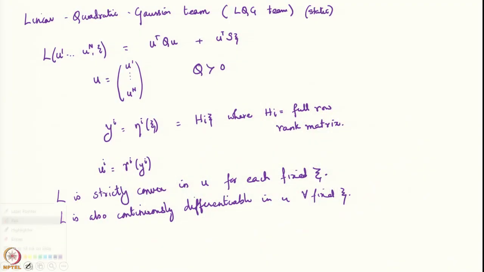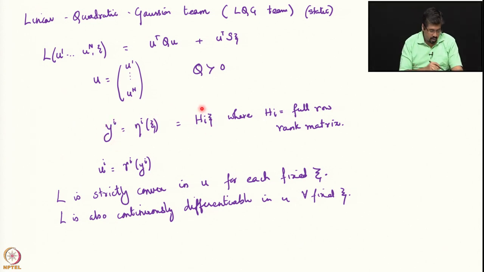Thanks to this correspondence between person by person optimal and team optimal, one can solve for it rather easily. In order to get an idea of how one can actually solve this, notice that yi is some hi times psi. I forgot to mention that, because this is LQG, the vector psi itself is a Gaussian vector, with mean 0 and, let us say, covariance matrix sigma.